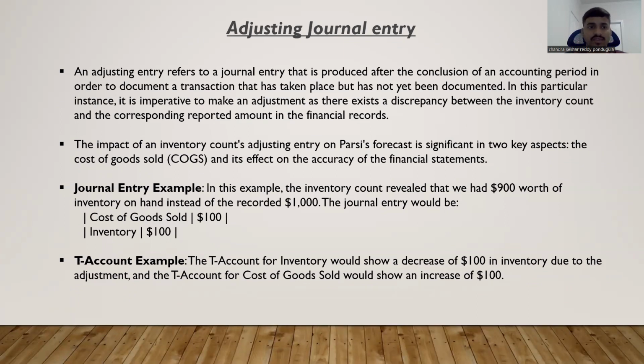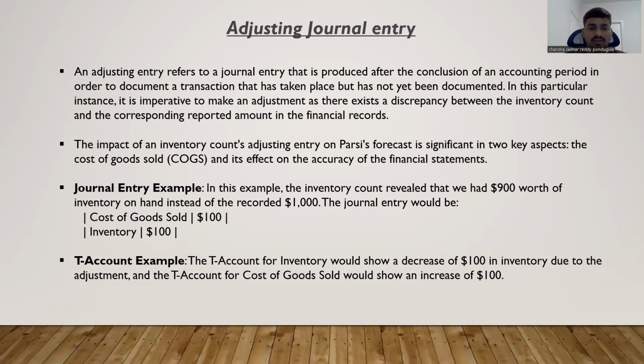Adjusting journal entry. An adjusting entry refers to a journal entry that is produced after the conclusion of an accounting period in order to document a transaction that has taken place but has not yet been documented. In this particular instance, it is imperative to make an adjustment as there exists a discrepancy between the inventory count and the corresponding reported amount in the financial records. The impact of an inventory count adjusting entry on past forecast is significant in two key concepts: the cost of goods sold and its effects on the accuracy of the financial statements.